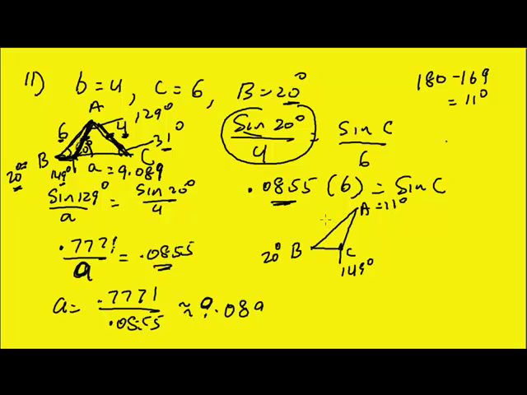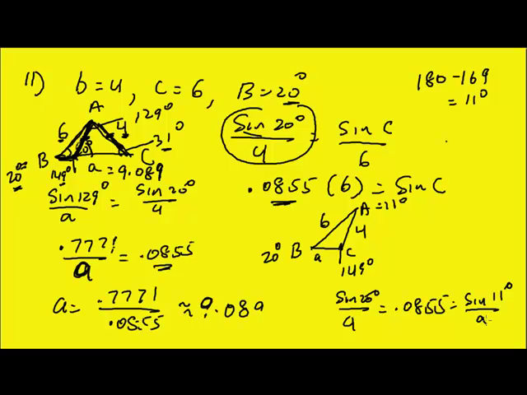Okay, and then this side never changed. That's 6, and this side never changed. That's 4. So the only thing that's left is to find the other number for A, because I could have two possible triangles, and that's why it's called ambiguous case. So we're going to do the same thing. Okay, since we already have sine of 20 degrees over 4, which is really 0.0855, it's going to equal sine of 11 degrees over A.